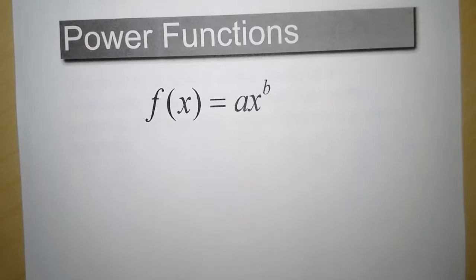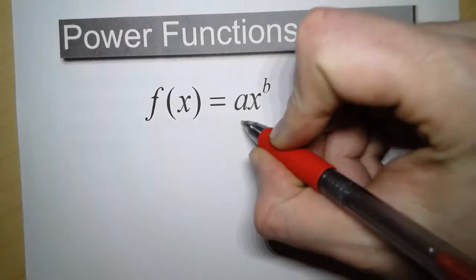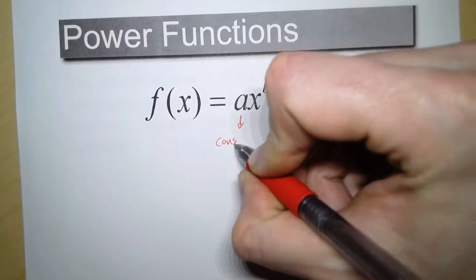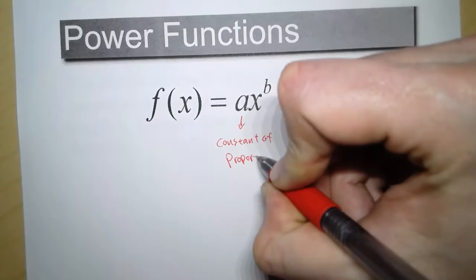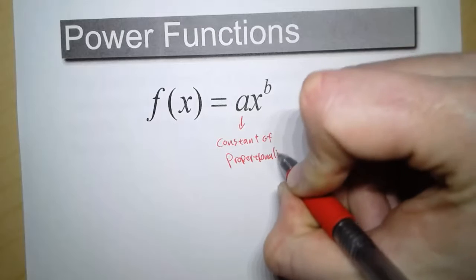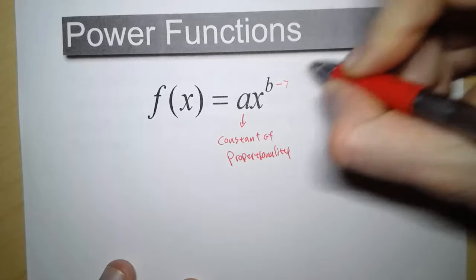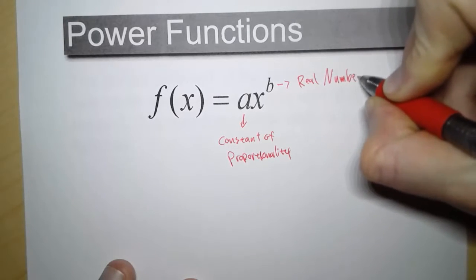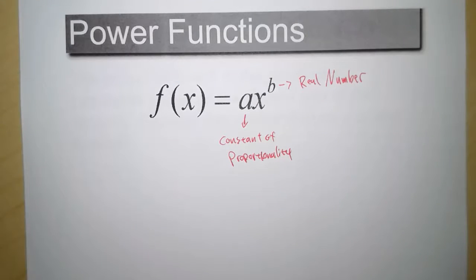So the most generic form of a power function is a times x to the b power. Now, a is a number out by itself, and it's often called the constant of proportionality. And b is just the power on x. Now, the thing to note about b is that b is a real number. It's not an integer. A lot of people, based on their experiences, have only seen a value of b that is an integer, but b could be a non-integer. Could be a decimal, could be a fraction.